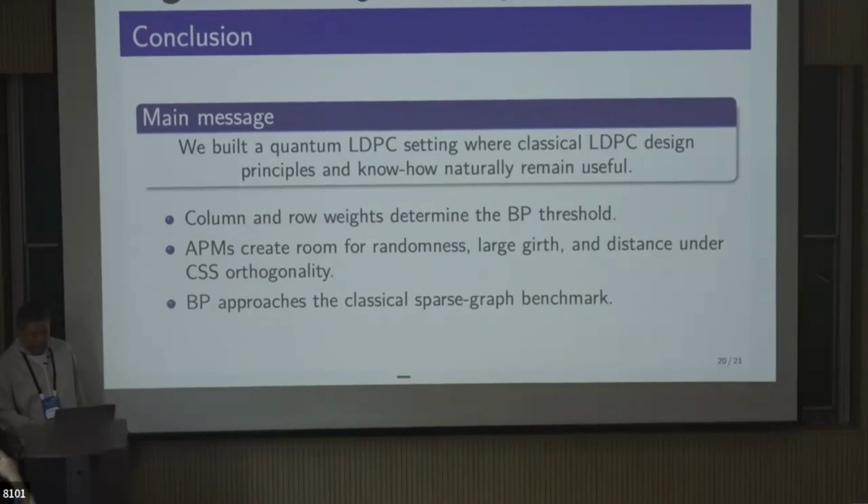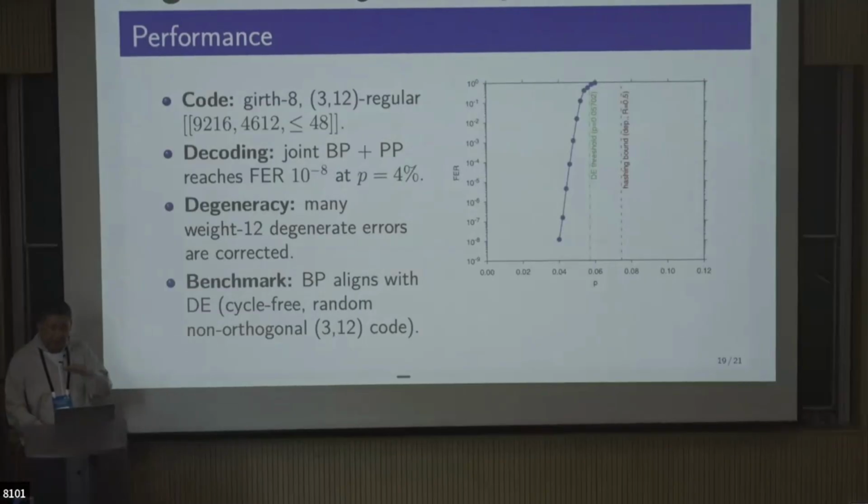So what is the weight of this QC code you showed in the previous slide? Row weight, the stabilizer weight? The check weight. Check weight is 12. Oh, check weight is 12.